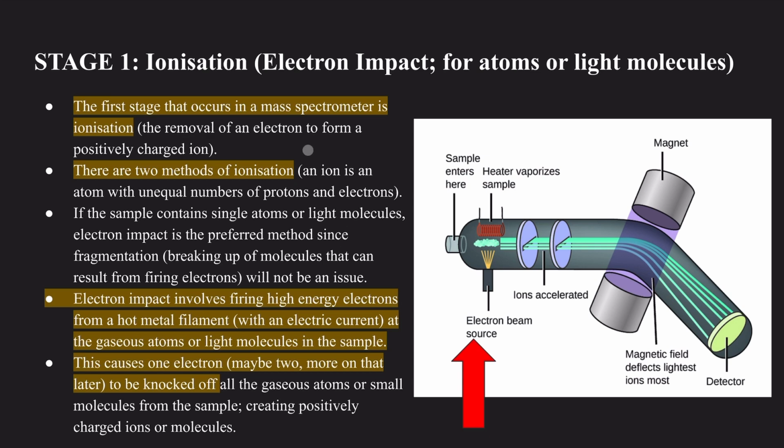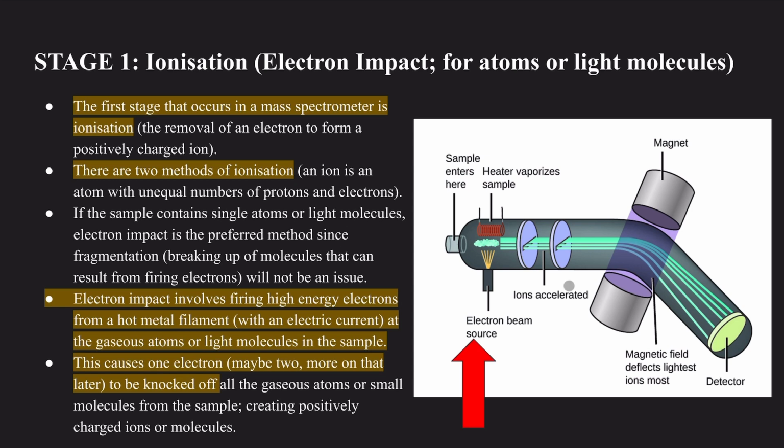So ionization is the removal of an electron to form a positively charged ion, right? And an ion, if you don't remember, is an atom with an unequal number of protons and electrons. So it can either have more electrons than it does protons, or it can have more protons than it does electrons. And the reason why this happens is because electrons can either be lost or gained. This is to form ions, obviously, not to form molecules. To form molecules, electrons are shared, right?